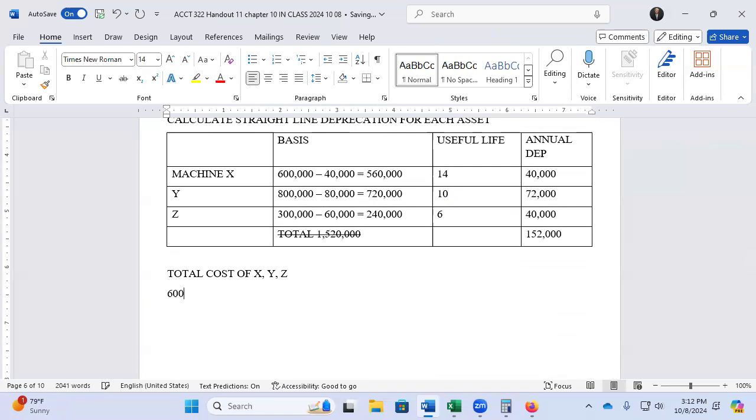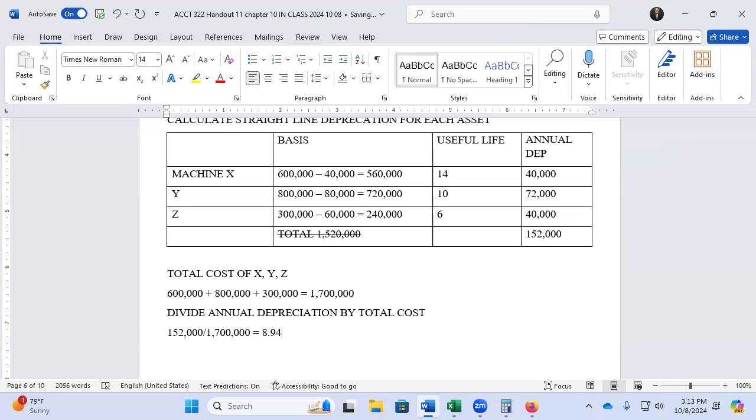And so we have 600 plus 800,000 plus 300,000. And that one is where I got the 1.7 million. And so now we divide annual depreciation by total cost. And so we get 152,000 divided by 1,700,000. And that equals 8.94 approximately.